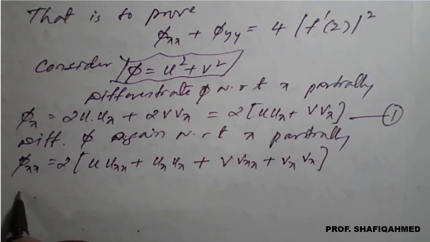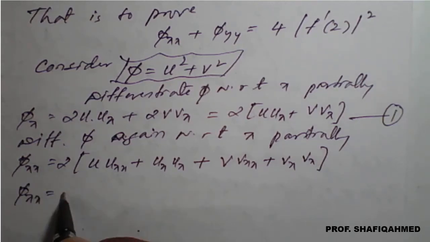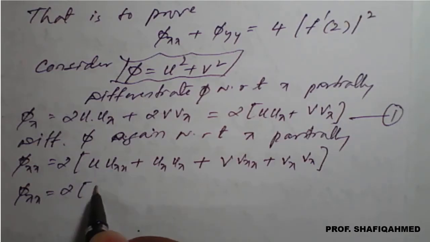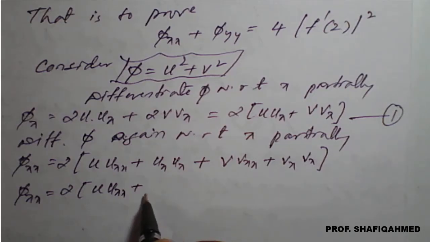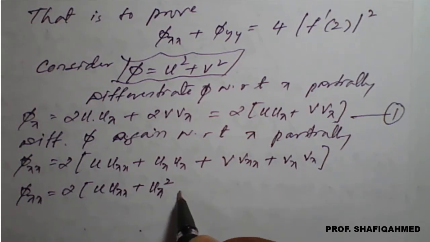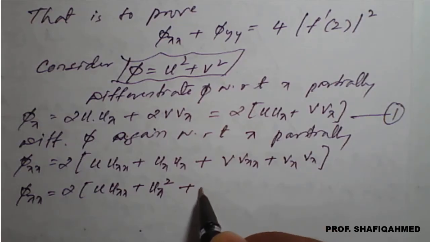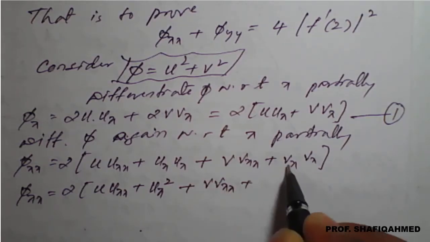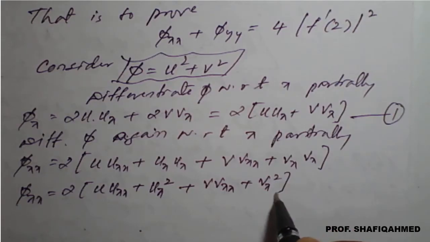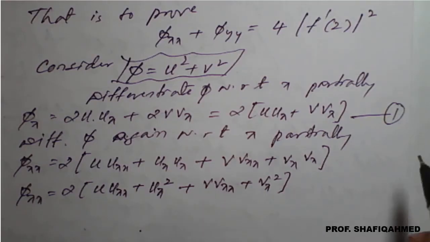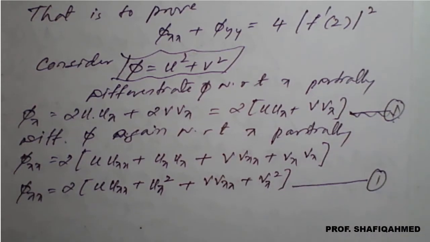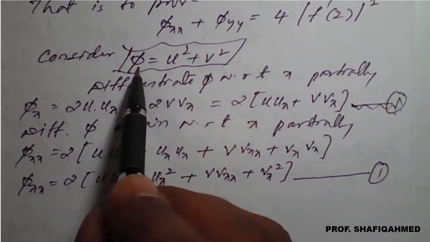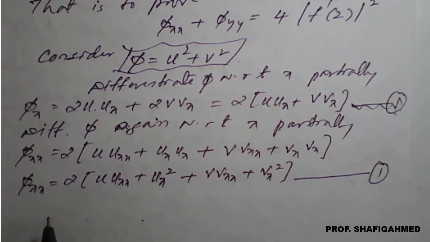So on simplification, phi of xx is equal to 2 into u into uxx plus ux into ux, which will become ux square, plus v into vxx, plus vx into vx is vx square. So we'll give this as equation number 1. Now differentiate this phi with respect to y partially.